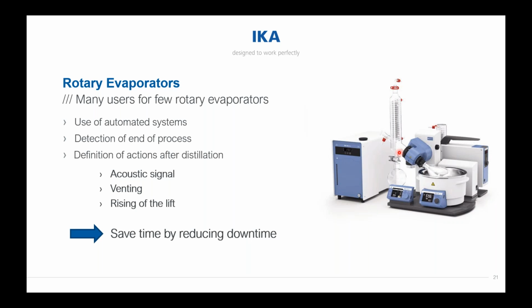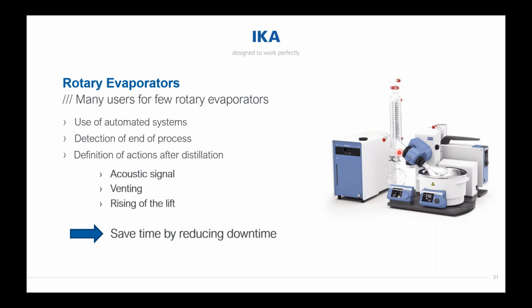I don't know how you're doing it at the moment, but when I was in university, we had like 4 or 6 rotary evaporators for like 20 people. And you always had to go there and look, is the process already finished? When can I use this rotary evaporator? And this just gives you the possibility to directly see and hear when the process of your colleague is finished. So you can really save time by reducing the downtime, because you don't have to go there. You can just directly see and start your new evaporating process.